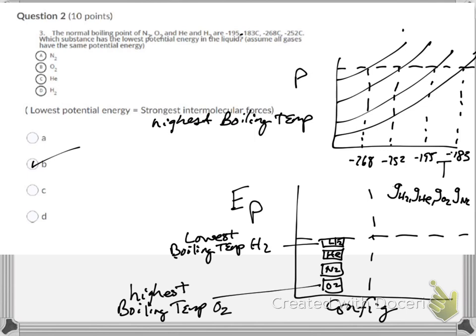The one with the highest potential energy and weakest intermolecular forces would be helium. So that would be helium, not hydrogen. You got switched here, but helium would have the lowest boiling point, so it's definitely going to have the highest potential energy and the weakest intermolecular forces.